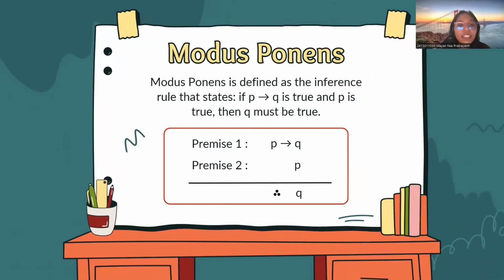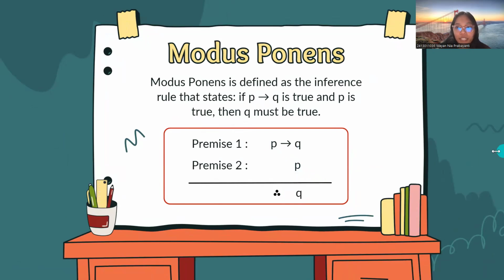The first is modus ponens. Modus ponens is defined as an inference rule that states if P then Q is true and P is true, then Q must be true. In other words, if you know if P then Q, and you also know that P actually happened, then Q must follow. The premise is confirmed and the conclusion is guaranteed.